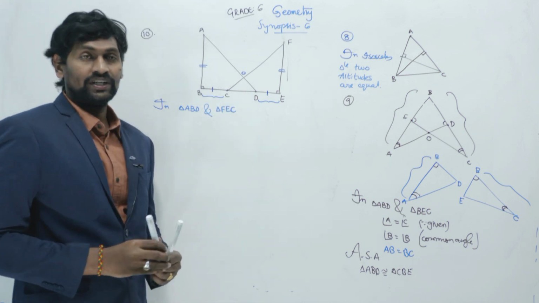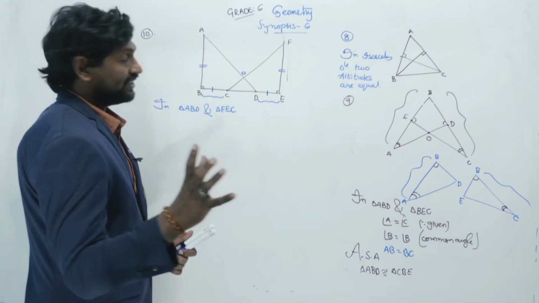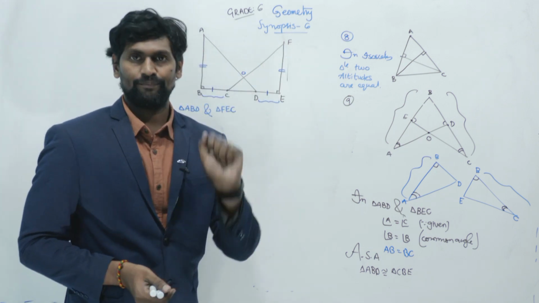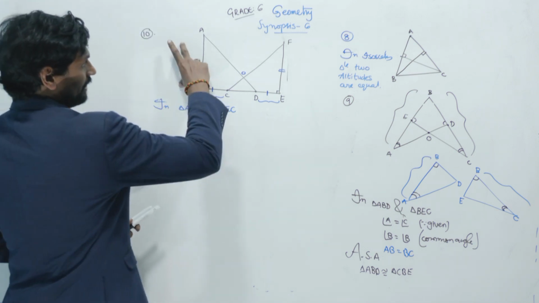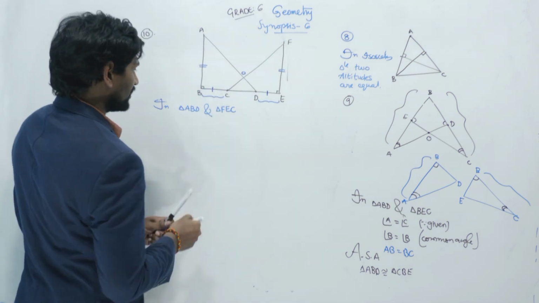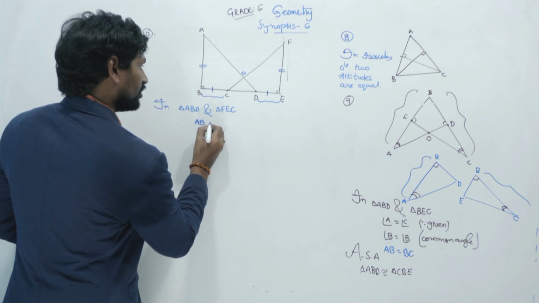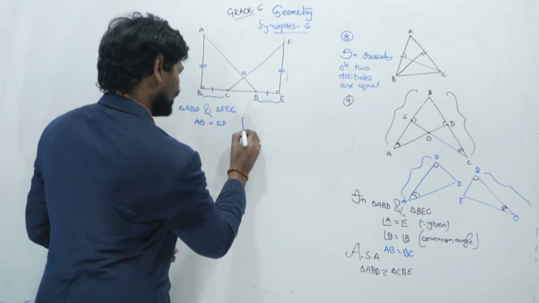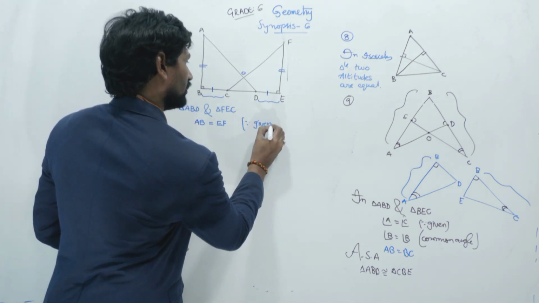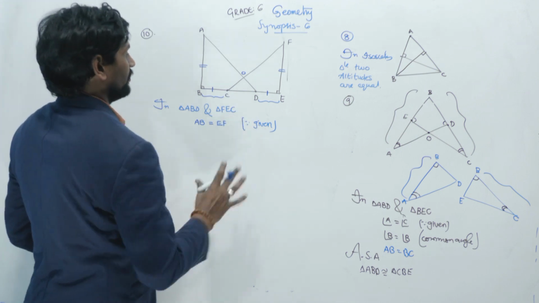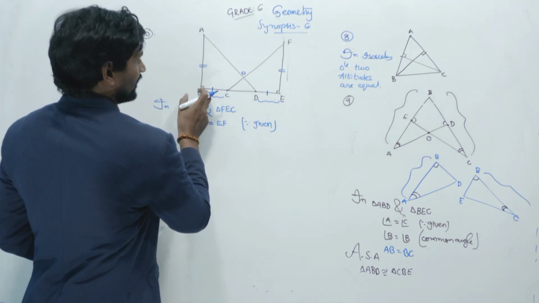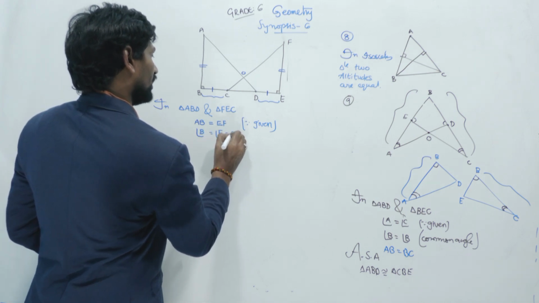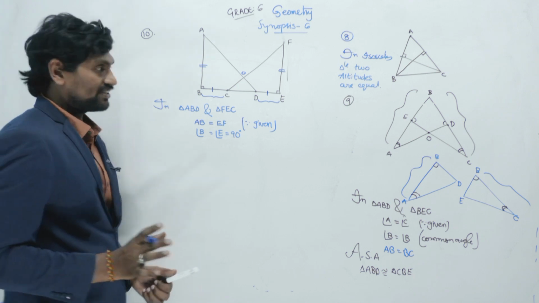Now try to identify three measurements from each of the triangles. Corresponding measurements: the first is AB equals EF. AB length equals EF length. It is given clearly in the question. Next measurement: angle B is equal to angle E, equal to 90 degrees. Two measurements I got.